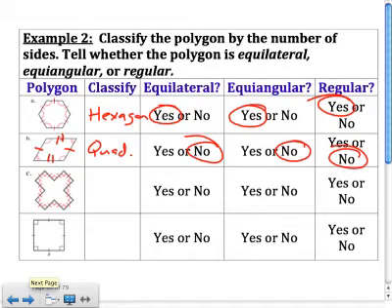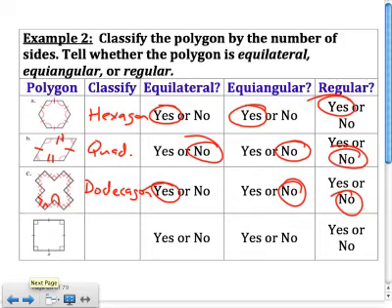Okay, this next guy has, let's see here, 1, 2, 3, 4, 5, 6, 7, 8, 9, 10, 11, 12. It's a dodecagon. Is it equilateral? All the sides are congruent. It is not equiangular, therefore it's not regular. It's not equiangular because clearly, these two angles here are 90 and this one here is not. So that would not be a regular polygon.